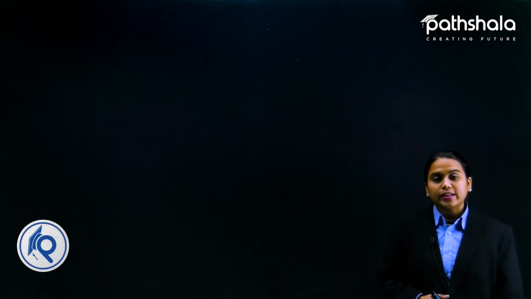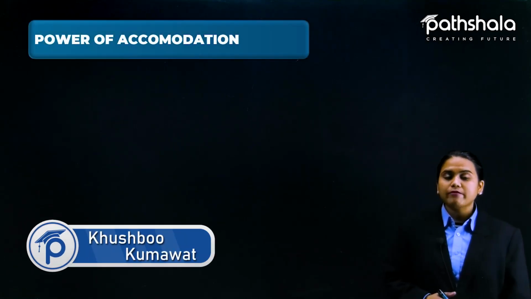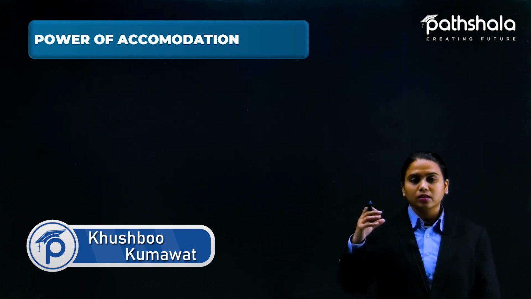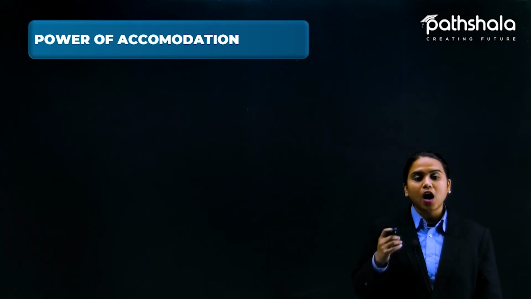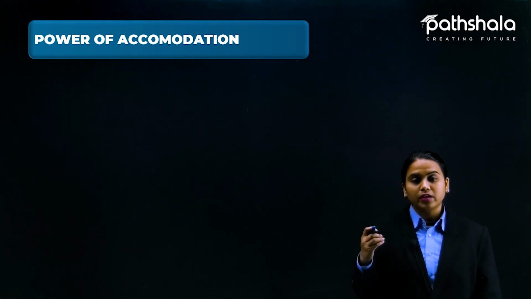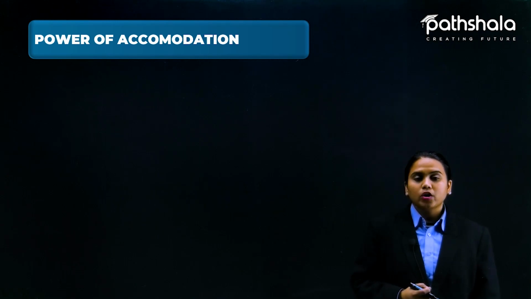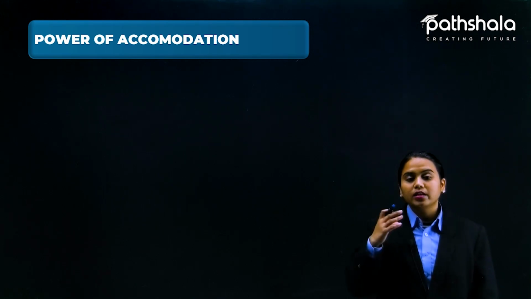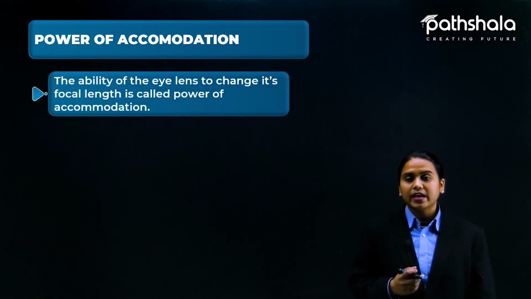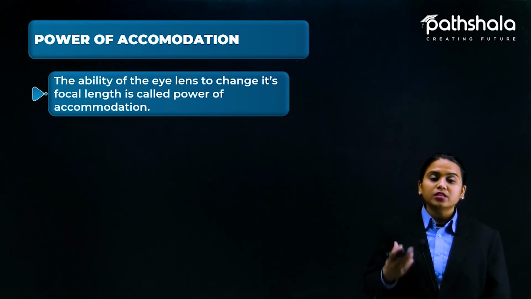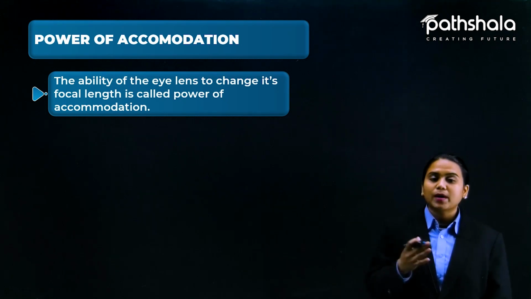Now let us see what is power of accommodation. As we have seen, students, how the light is entering into the eye and how the working of the eye is, so that the light gets focused on the retina. Accordingly, the adjustment of the lens is the power of accommodation that I have explained to you earlier also. So that is going to be asked in your exams, like what is power of accommodation.